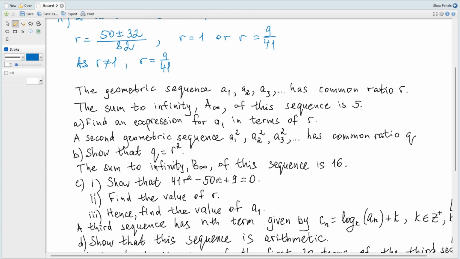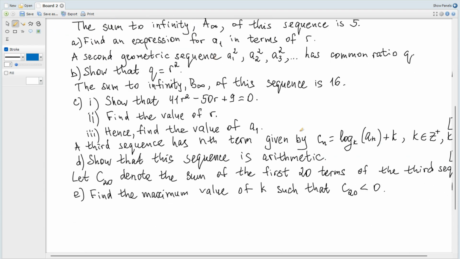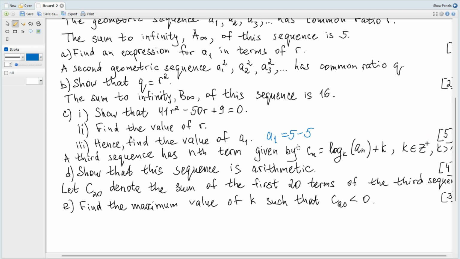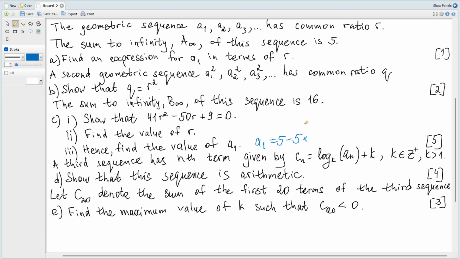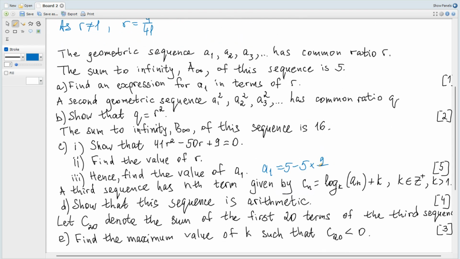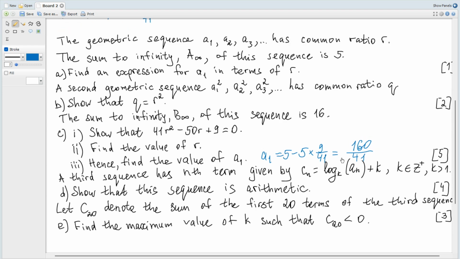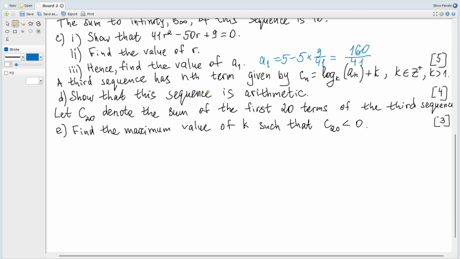Hence find the value of a1. a1 is 5 minus 5 times r, which is 9 over 41. So common denominator is 41, and it's 205 minus 45, so it's 160 over 41. The third sequence has nth term given by Cn is log to the base k of an plus k. k is a positive integer and k is greater than 1.